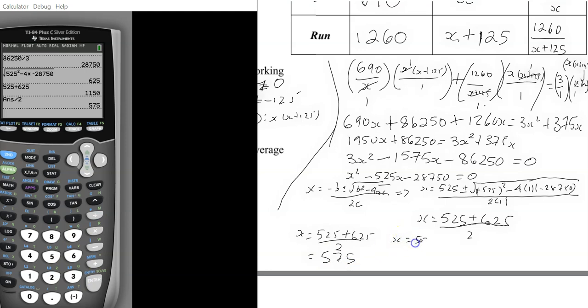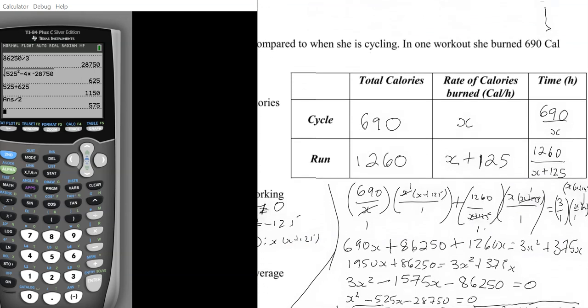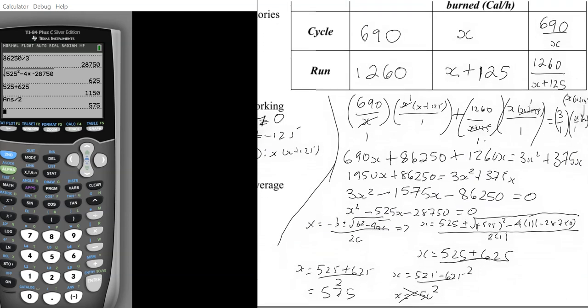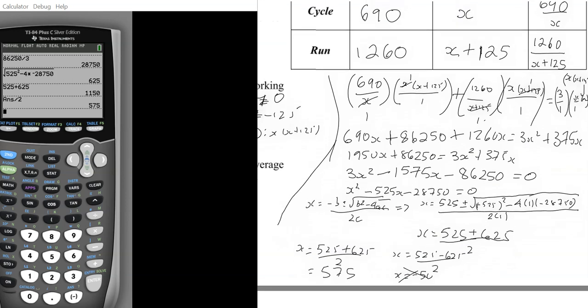Or x is 525 minus 625 over 2. And so that's 525 minus 625 is negative 100. This would be negative 50. Okay. So negative 50 is a perfectly fine solution to the original problem. But contextually, you can't burn calories at the rate of negative 50 calories per hour. Well, you can, sitting on the couch snacking, you might have negative 50. You'll gain 50 calories per hour, but you won't be burning.